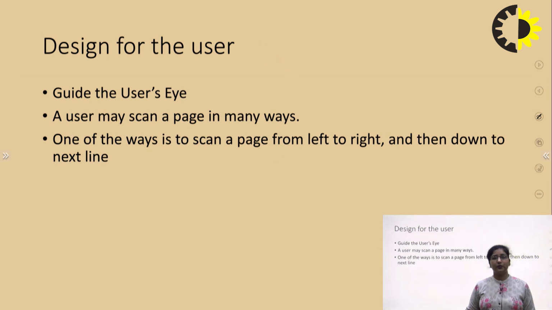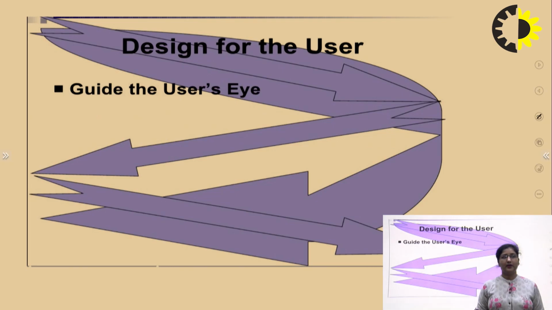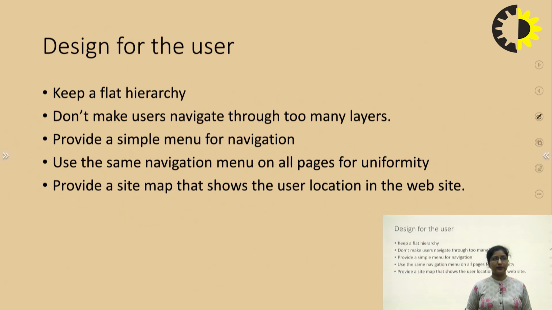Now, guide for the user's eye. As we have discussed earlier, users generally scan in a zigzag manner. So based on the user's eye movement, the data has to be laid out. A user may scan a page in many ways. One way is from left to right and then down to the next line. Like this can be the design, a guide for the user, from the top front, then to the next line, so in a zigzag manner the user can read it.